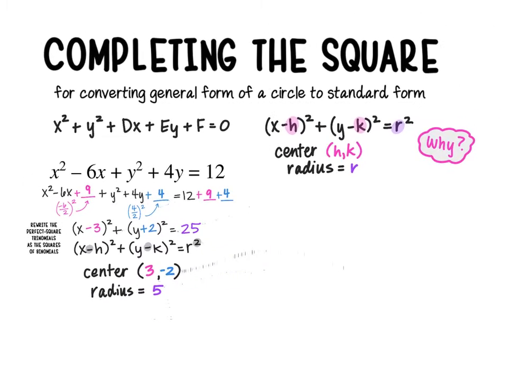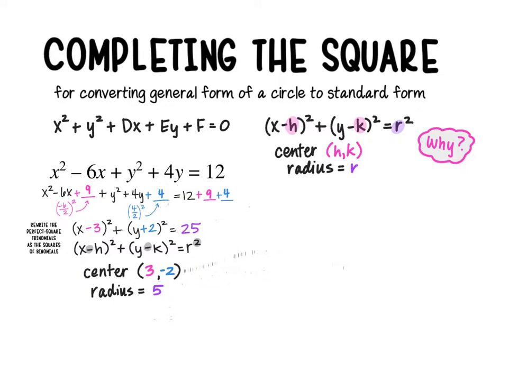We want to make sure that we keep in mind that in the formula we have r squared, so whatever this number is, we want to take the square root of it to determine the radius, and that we have minuses in the formulas in front of the h and k. So for our x and y values of the center, it's going to be the opposite of the sign that shows up inside that perfect square binomial.